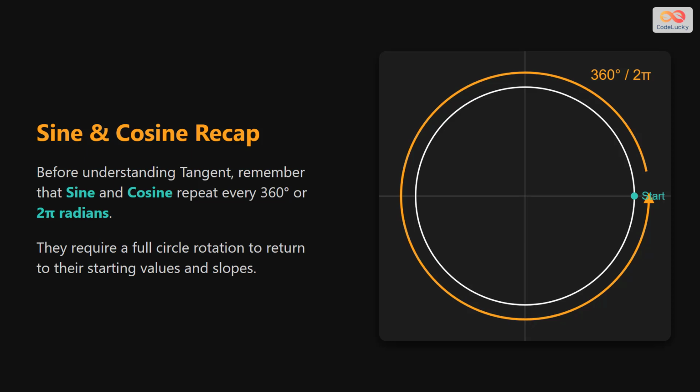First, let's briefly recall sine and cosine. These functions track the coordinates of a point moving around a circle. To get back to the exact same starting position and direction, the point must complete a full loop. That is why their period is 2 pi, or 360 degrees.